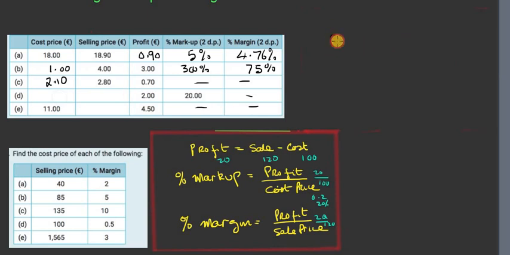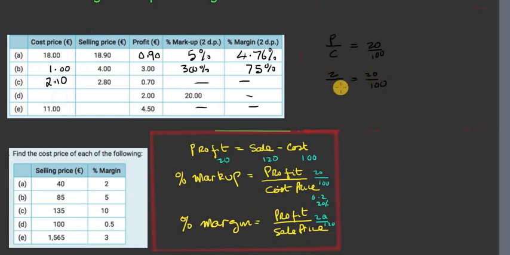Markup is equal to profit over cost, and that's equal to 20%. 20% is 20 over 100. I'm not going to use the percentage symbol; I'll use 20 over 100. And I do have in this case that the profit is 2. So 2 divided by this cost is equal to 20 over 100.